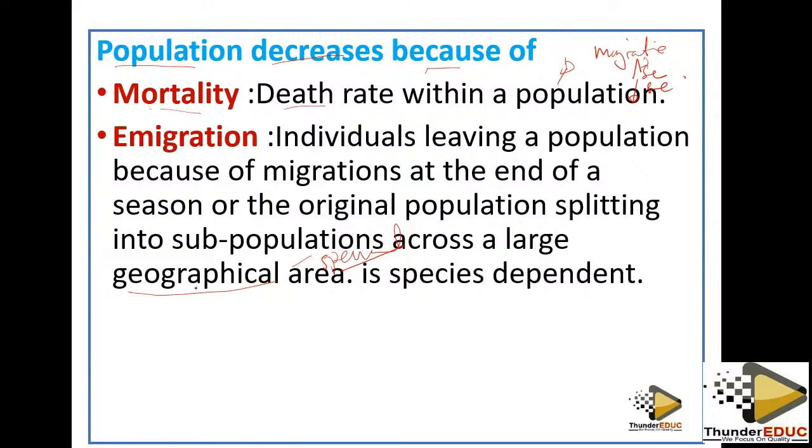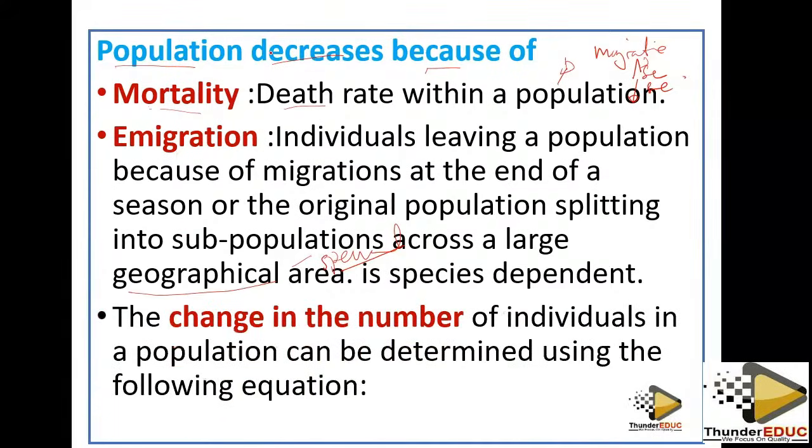And then the population will either decrease if emigration occurs, and it will increase if immigration occurs. But since we are looking at some of the things which cause the population decrease, then automatically we're going to talk about emigration. So mortality, death rate, and the rate at which these organisms are exiting that area will determine how many individuals are in that area.